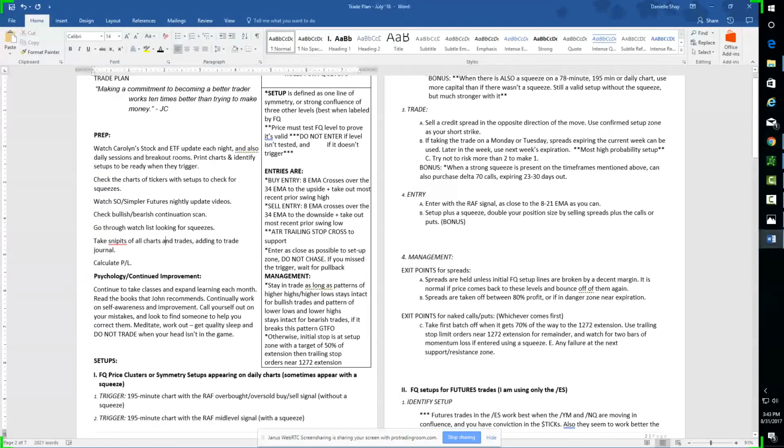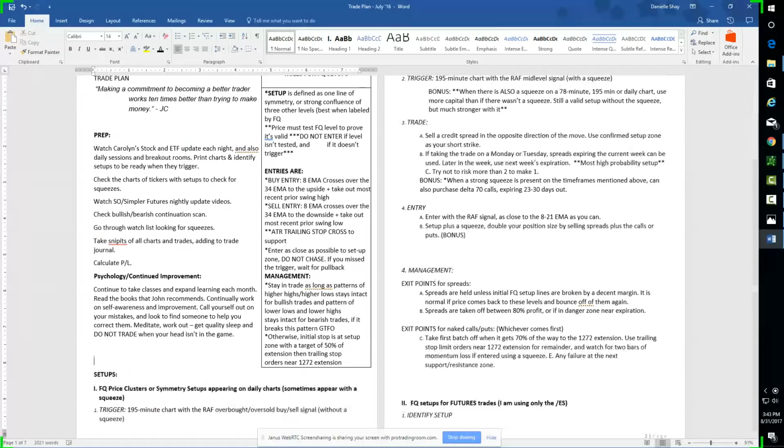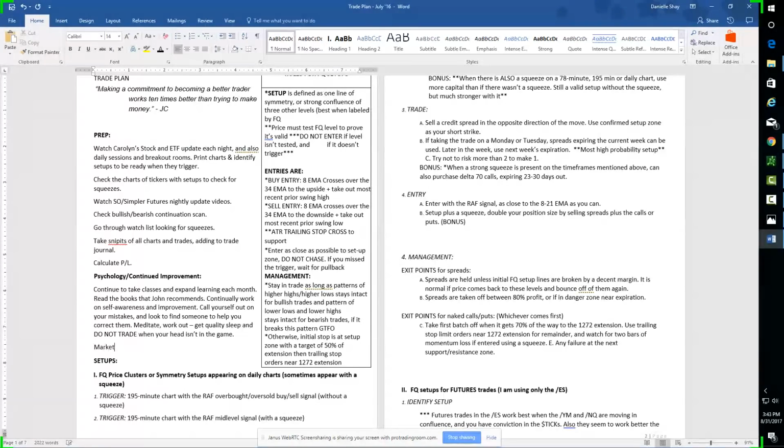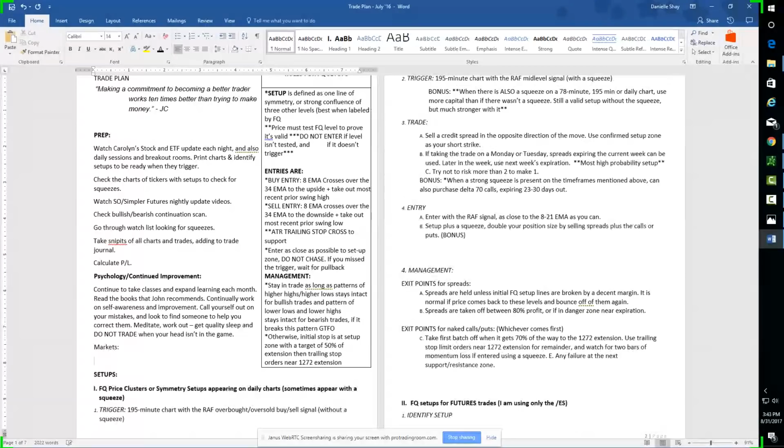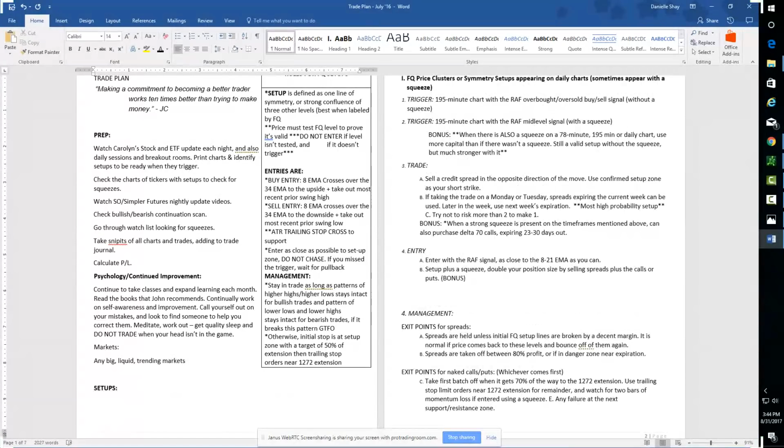As far as the markets that I like to trade, I'm kind of a mix of Henry and John. Here's my trade plan right here. I'm just going to add some stuff here. As far as markets I trade, I do like to trade the bigger stocks. Yeah, any big liquid trending markets. Exactly, right? I can write that just like that. Any big liquid trending markets. I do, however, John really likes those really high beta stocks.